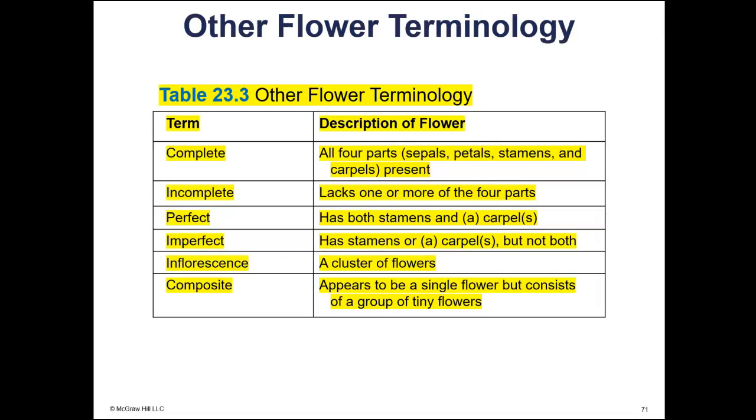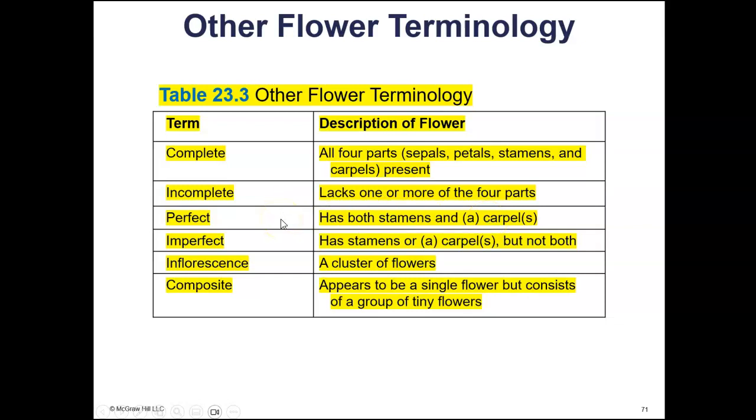Now, these are some terms involved in flowering plants. If we say it is a complete flower, it has all four parts: sepals, petals, stamens, and carpels. If it's incomplete, then it's going to lack one or more of those parts. If it's a perfect flower, it has both stamens and carpels.